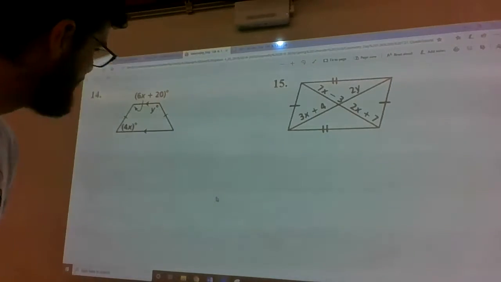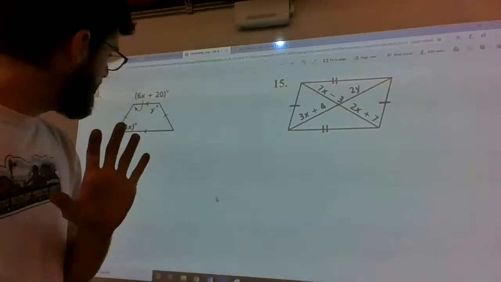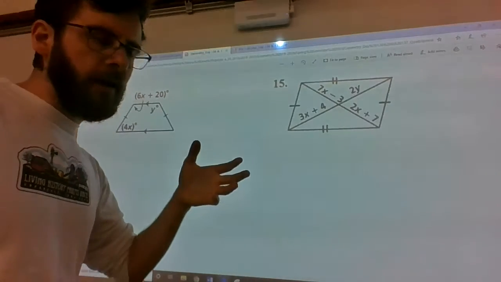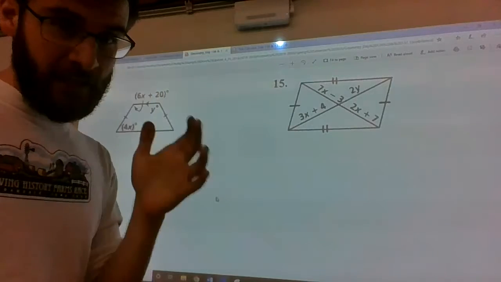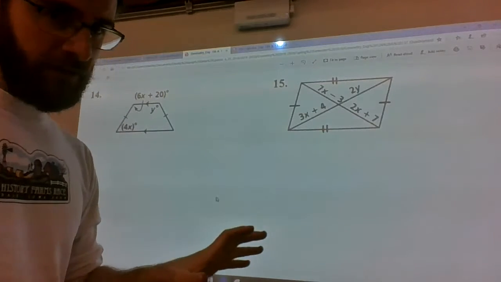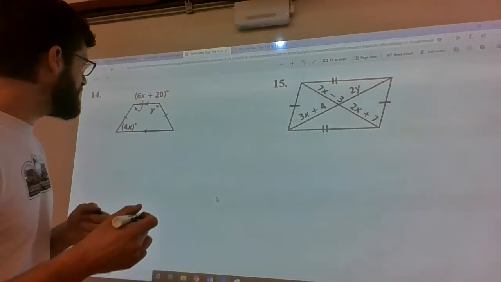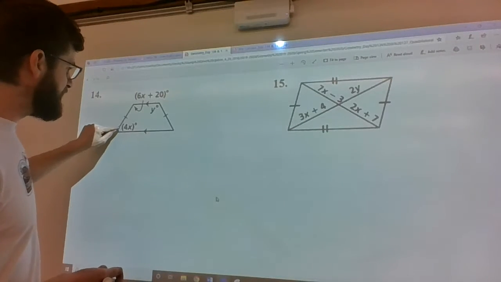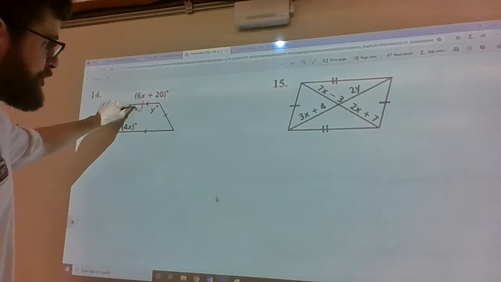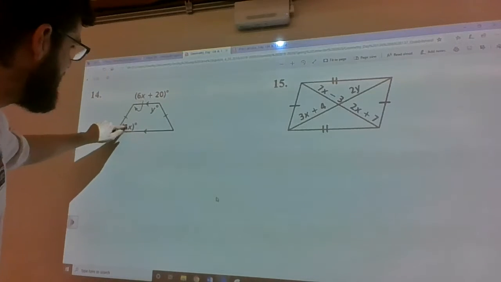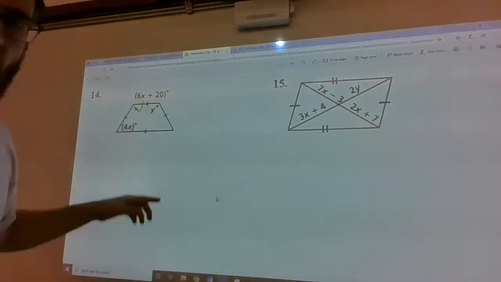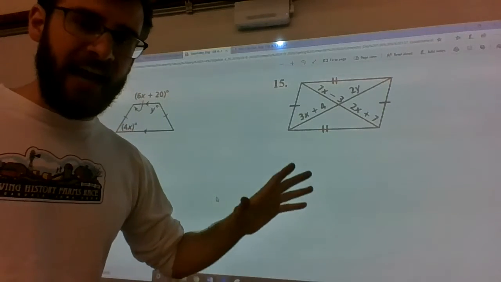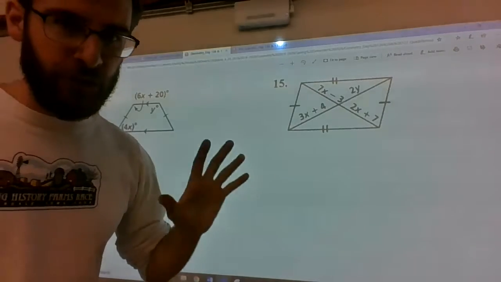Hopefully that helps. All right, on number 14, we are left with an isosceles trapezoid. So this technically isn't a parallelogram. Trapezoids are not parallelograms, but they have interesting characteristics. One of the staples of isosceles trapezoids, and really any trapezoid, is that consecutive angles are supplementary. You're talking about a pair of parallel lines, so you have to have angles that add up to 180 degrees.